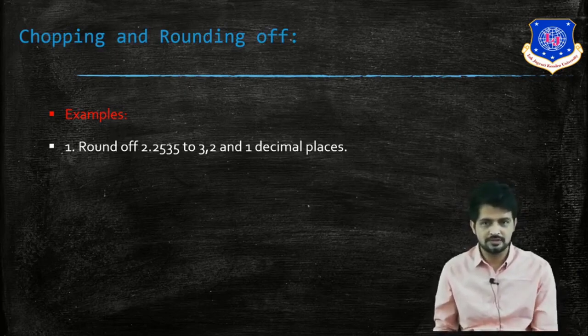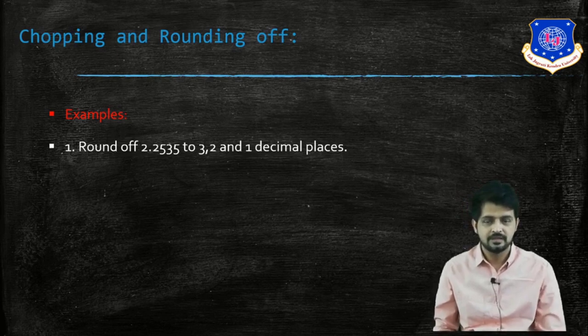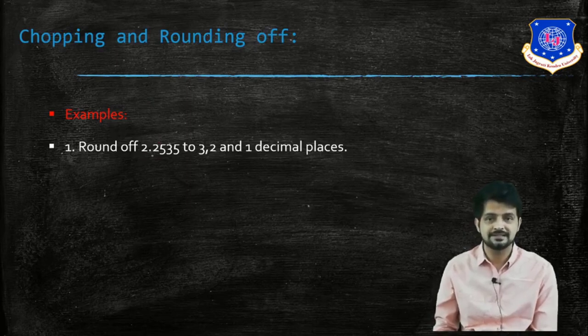So let us solve this numerical. What is given? Round off 2.2535 to 3, 2 and 1 decimal places. Now what is the meaning of decimal places? These are the decimal places. After the decimal point, these are known as the decimal places. So we have to round off this number to 3, 2 and 1 decimal places.